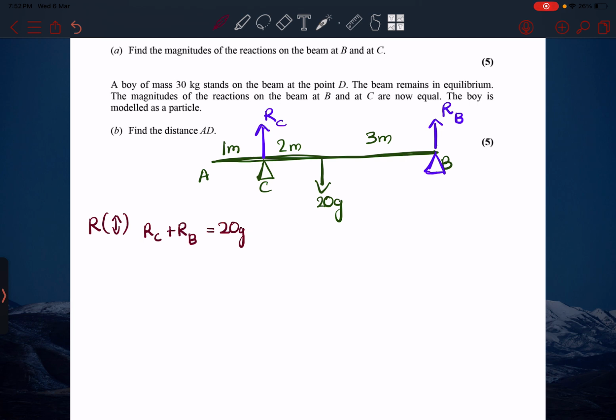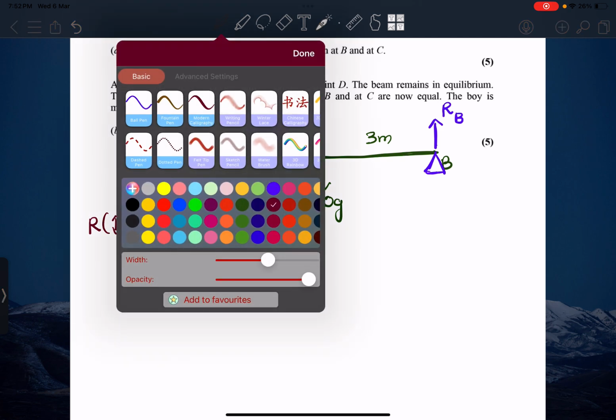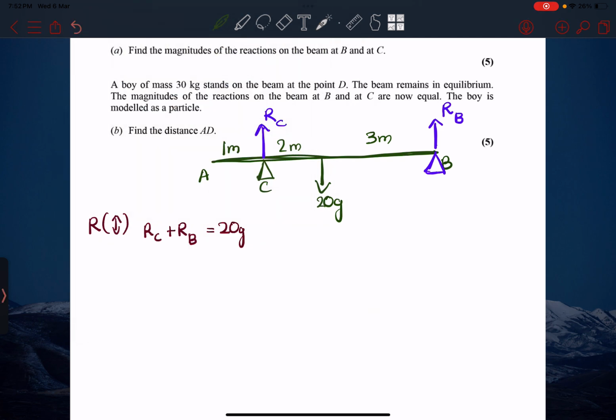Now, taking moments, you can choose C, you can choose B, you can choose A. I'm just going to go with C. The reason is I would then be able to eliminate RC. If you go with B, you will be able to eliminate RB. If you go with A, you will then have both RC and RB, and the problem is you have to solve it with simultaneous equations. So whichever method you prefer, you can go with that one. I'm going to go with taking moments about C.